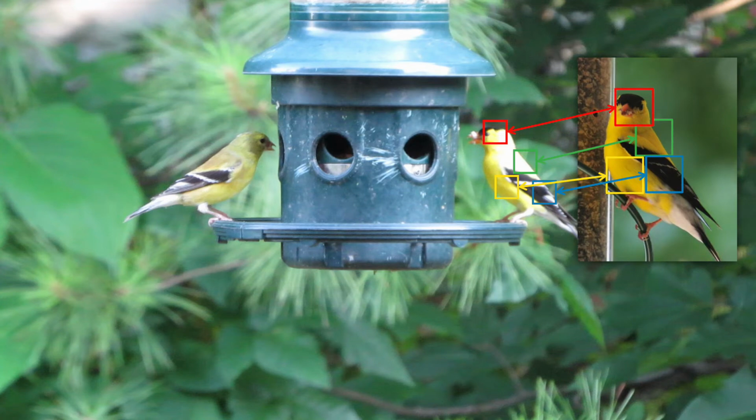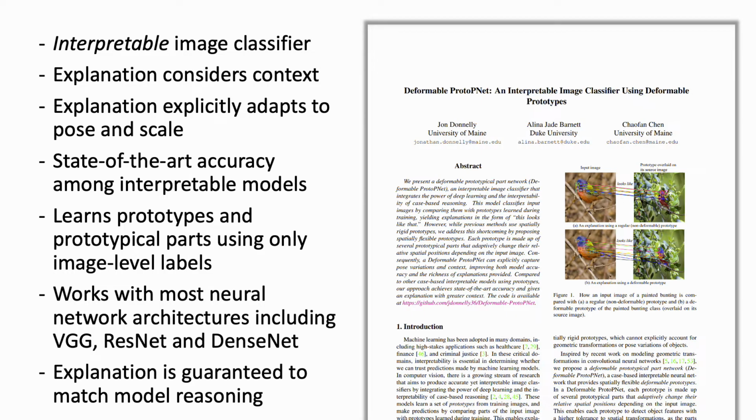Our deep learning classifier is able to reason in a similar way, then present that reasoning to an end user. Beyond earlier work in interpretability by Chen et al., our new deformable ProtoPNet is able to consider context and explicitly account for pose and scale variation to more closely mirror human reasoning. This method achieves state-of-the-art accuracy among interpretable models, is able to learn prototypes and prototypical parts using only image-level labels, and works with most neural network architectures.